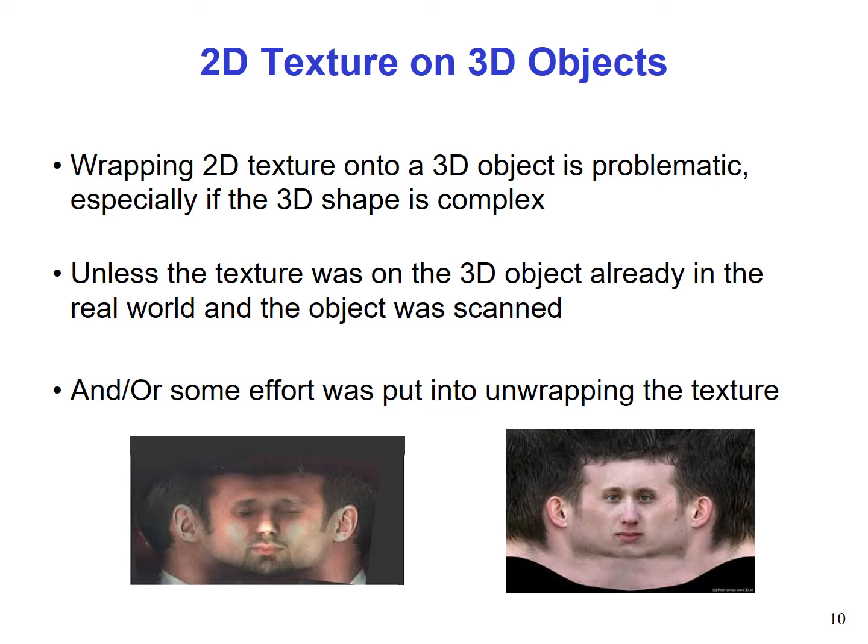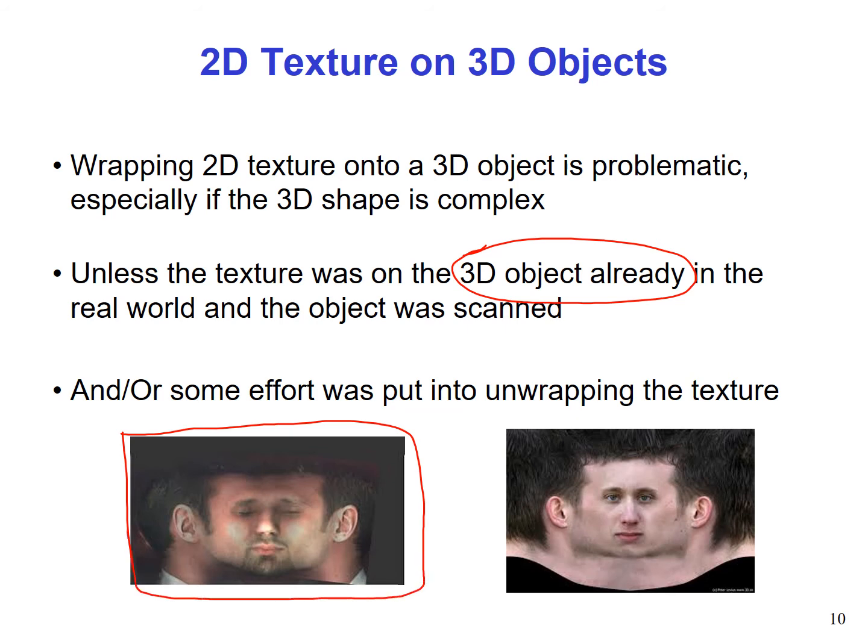As we have discussed before, mapping 2D textures on 3D objects is problematic. However, if the texture was on the 3D object already, and we already have some sort of one-to-one mapping from the 3D object to the 2D texture, then texture mapping works really well. This is generally achieved through three-dimensional scanners. So if you scan someone's face and the scanner goes all around or captures the face from multiple directions, you can get the image of the face from multiple directions and then open it up, warp it to a flat image. It would look something like this.